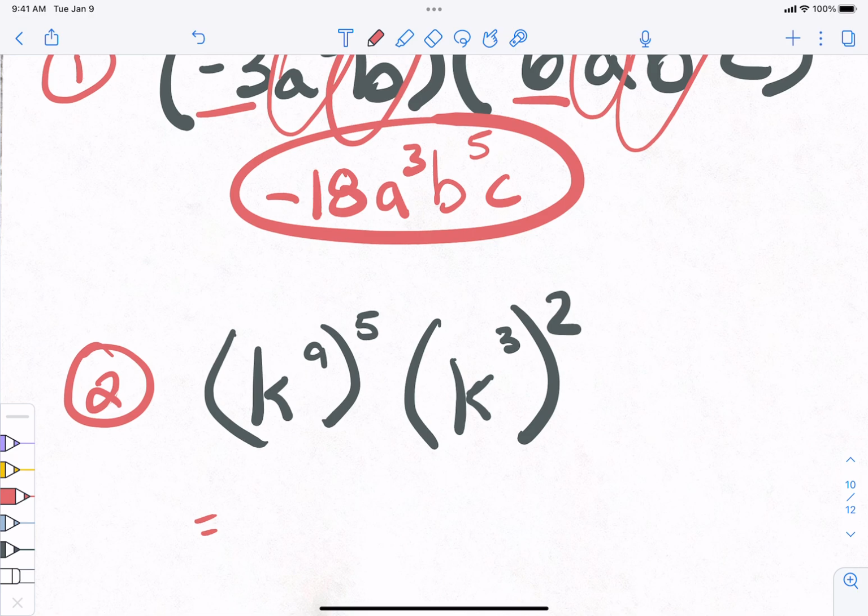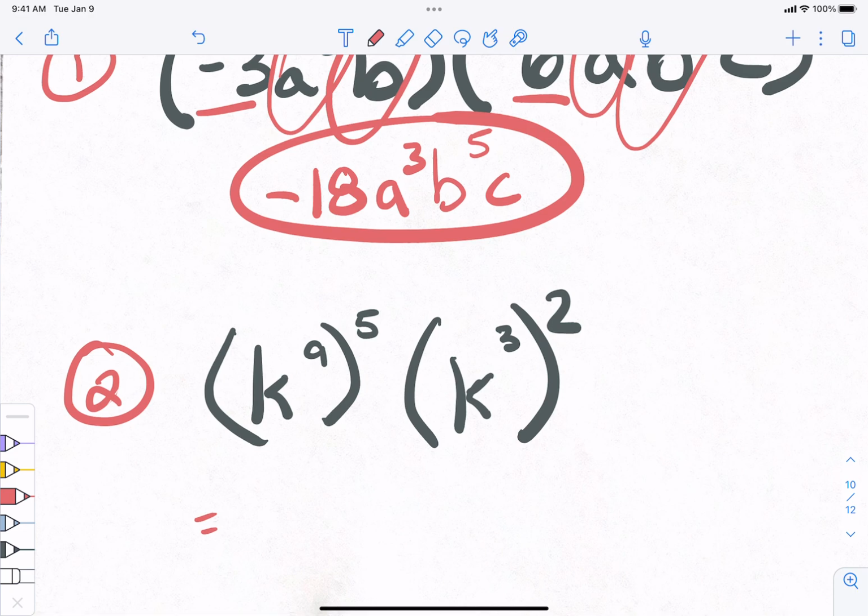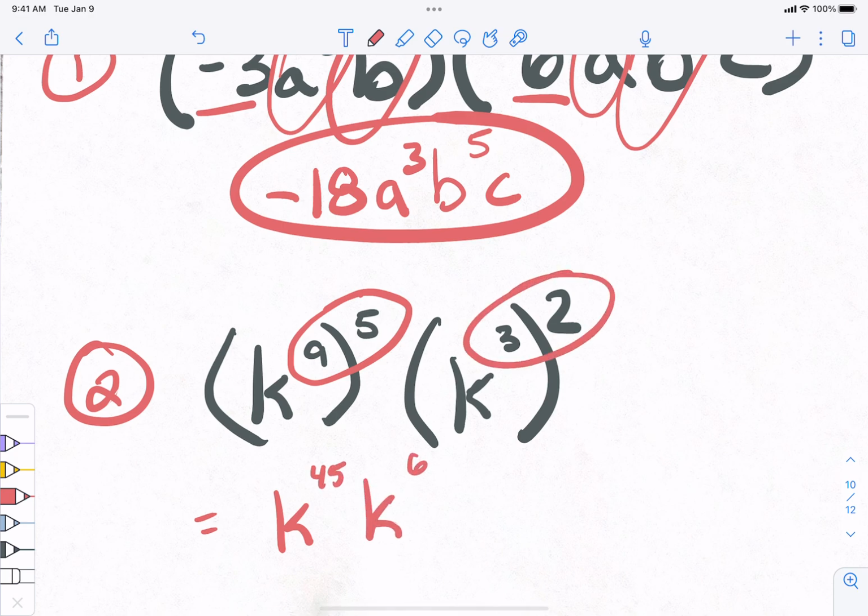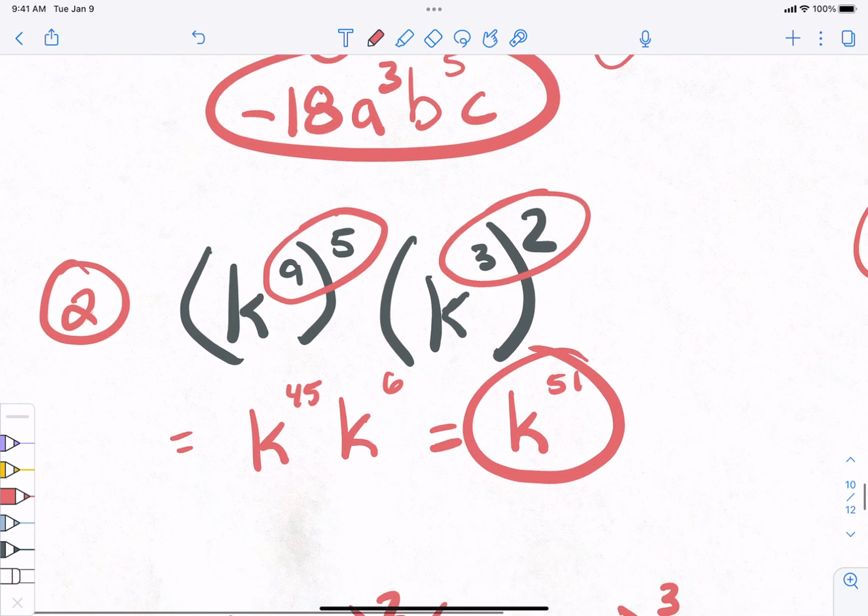All right, what do we do first? You multiply the 9 and the 5. K to the 45. What about 3 and 2? K to the 6. Now what do I do with those? Add them. So we were multiplying to start with, now you're adding. So that one's a little bit of both, right? Adding and multiplying.